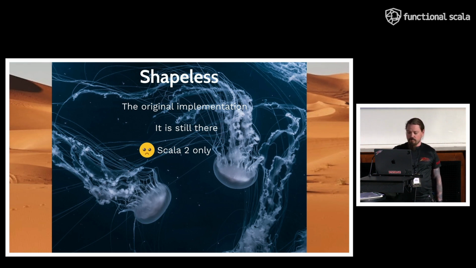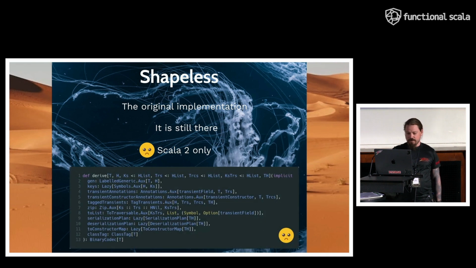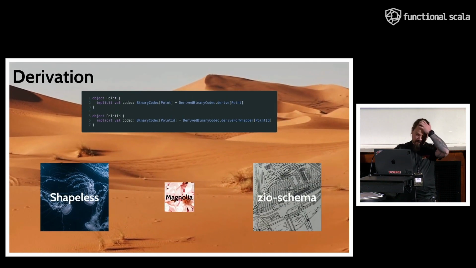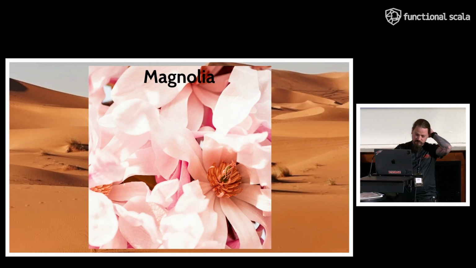And I would say another drawback is that the actual derive method looks like this, which was nice to write, but it's not that easy to maintain, let's say. So I was looking at Magnolia for a long time because it looked like a good choice to replace the Shapeless-based derivation with. And it never happened because of 2 reasons.